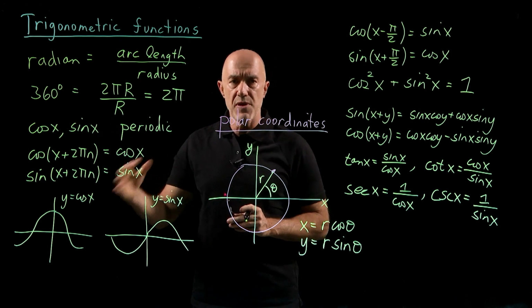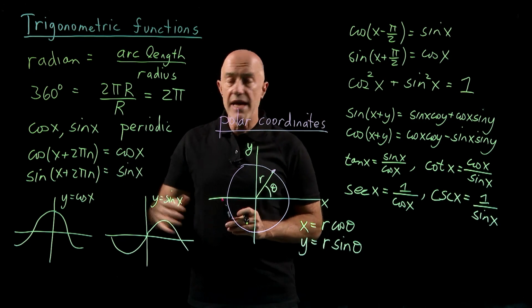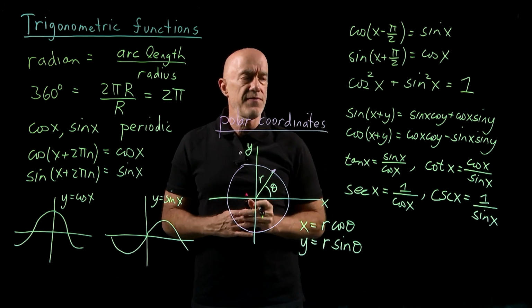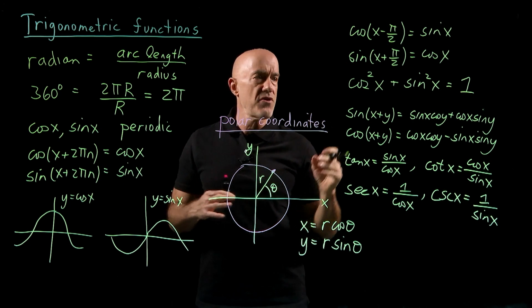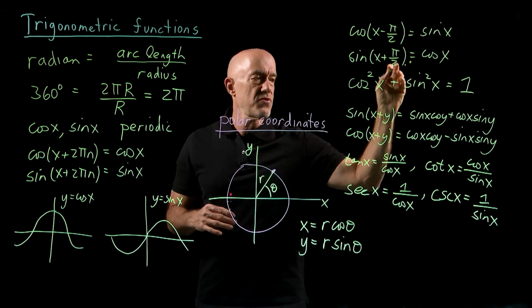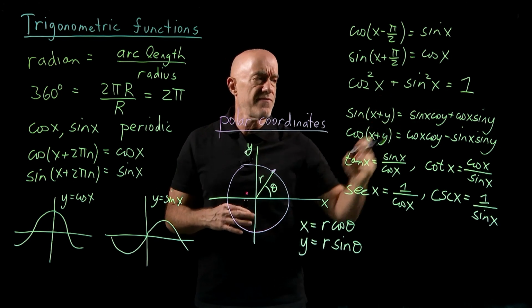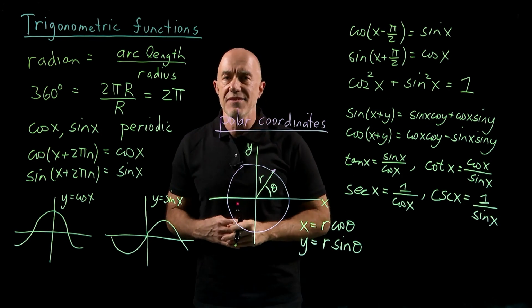Cosine and sine are periodic, with period 2 pi. They're related to each other through a phase shift. They satisfy the very important Pythagorean identity, the cosine squared plus the sine squared equals 1. And you should have already learned these addition formulas for sine and cosine.